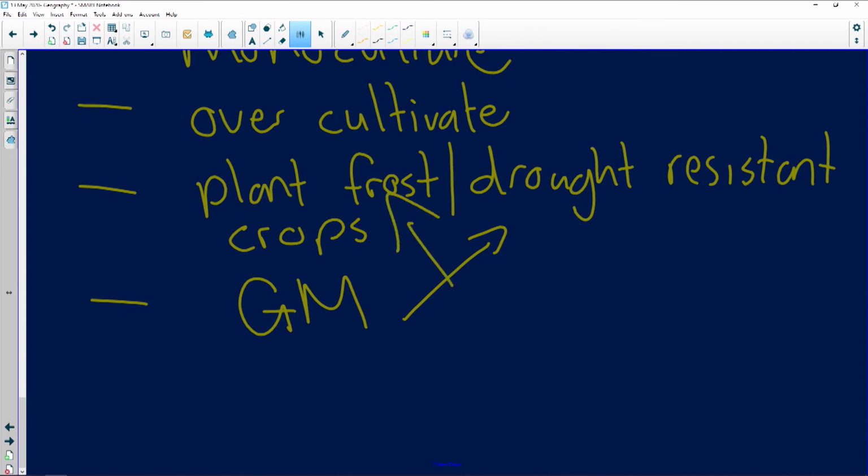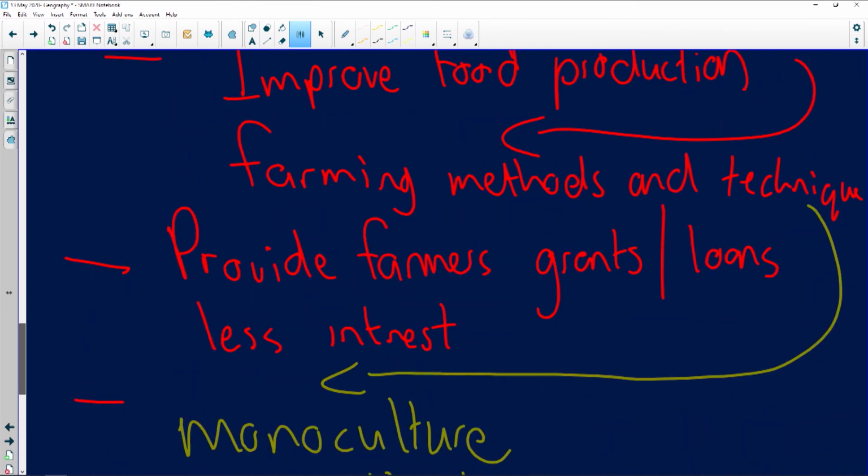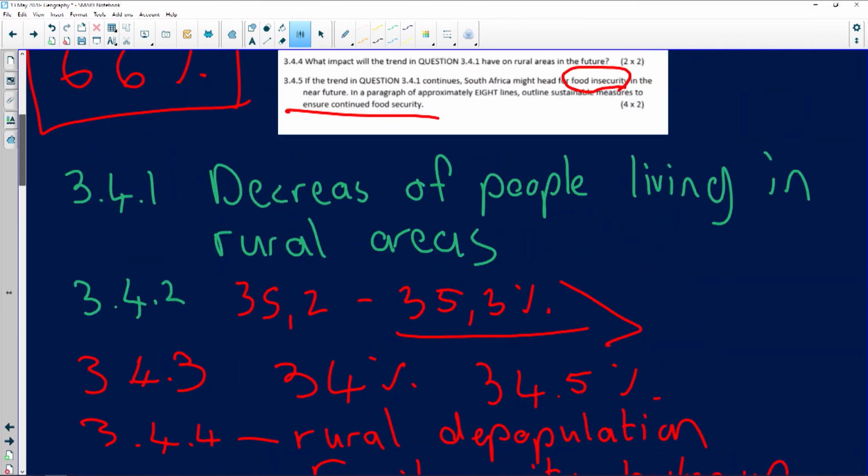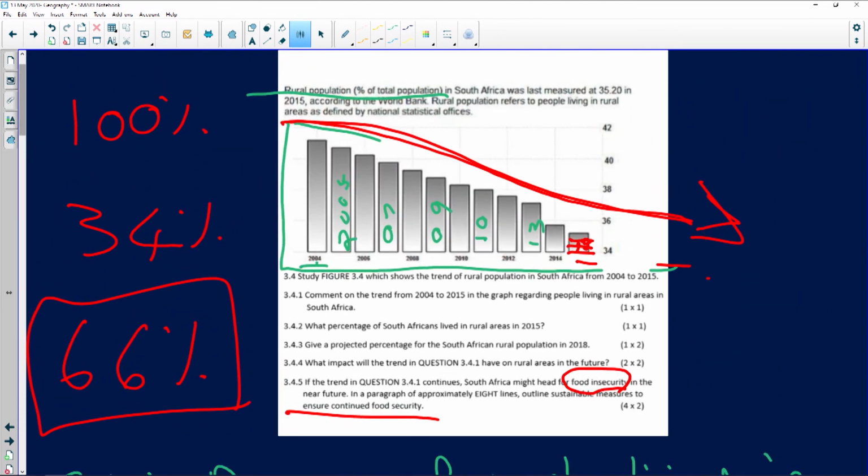Now, unfortunately, if we look at this graph, we can see there's a serious trend of people moving away from rural areas. And we need to come up with solutions, because at the end of the day, each and every one of us needs to eat. And it's these people in the rural areas that provide us with the food on our table.